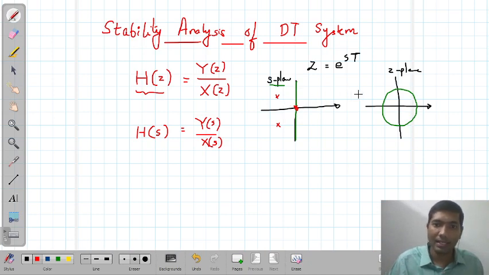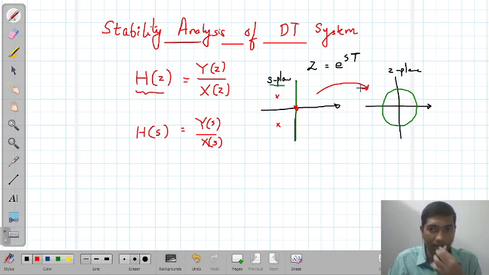By mapping this into the Z-plane, the condition becomes that the poles of the Z transfer function need to be inside the unit circle. If it is a complex conjugate pole, it needs to be inside the unit circle. If there is a simple pole at the unit circle, that is marginally stable, but that is still stable. If there is a complex conjugate pair of poles at the unit circle, that is also marginally stable. But if there is a complex conjugate pair as well as a simple pole at the unit circle, then this is an unstable condition.